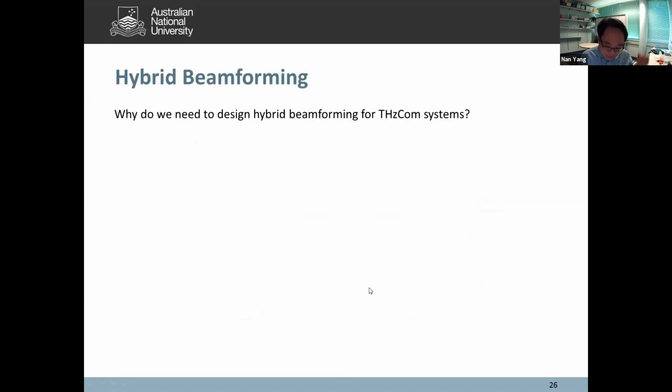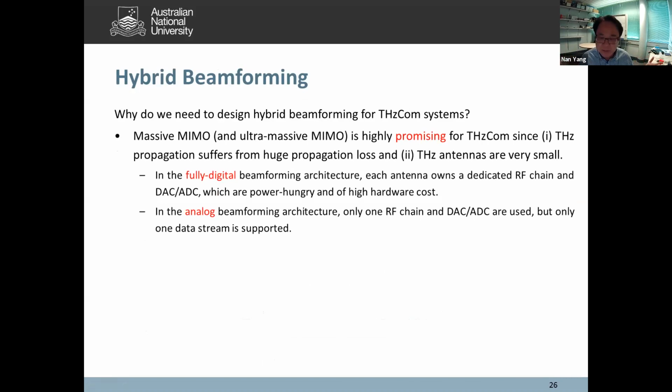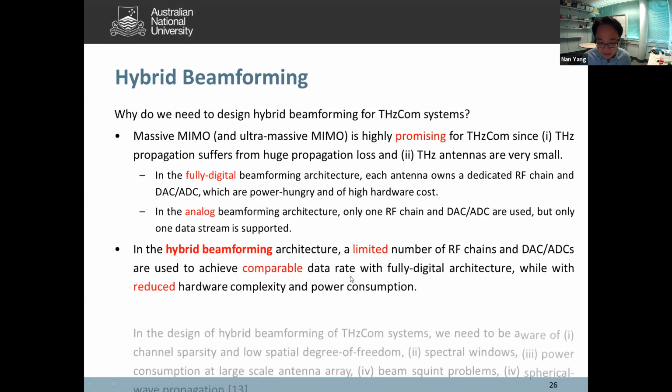For hybrid beamforming, we know that it is a promising signal processing technique for Terahertz communication, because we always use massive MIMO in Terahertz communication. Compared to fully digital beamforming, which has higher power consumption and higher hardware cost, and compared to analog beamforming, which has lower complexity but only supports one data stream, hybrid beamforming strikes a balance. It uses a limited number of RF chains but achieves a comparable data rate.